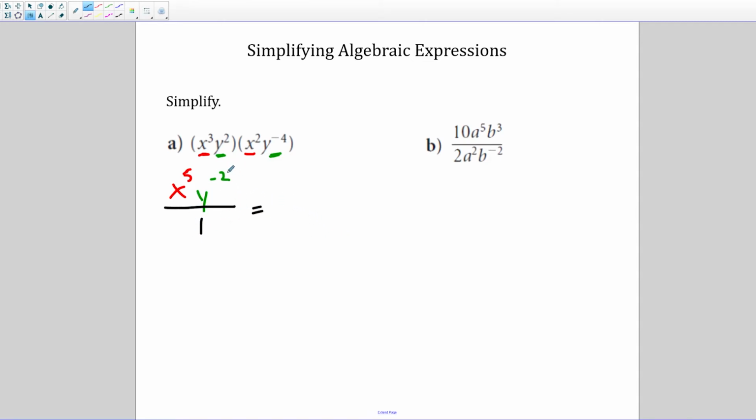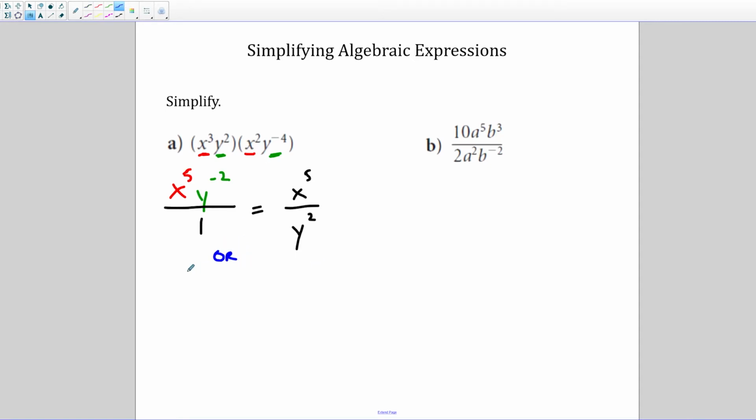What this does is it allows me to identify, okay, my positive exponents will keep my power up top, but since this is a y to the power of negative 2, it's in the wrong spot. So I'm going to go ahead, move it to the bottom, and turn that into a positive exponent.